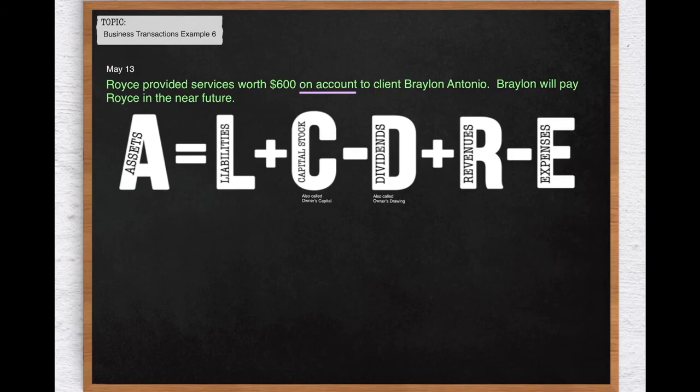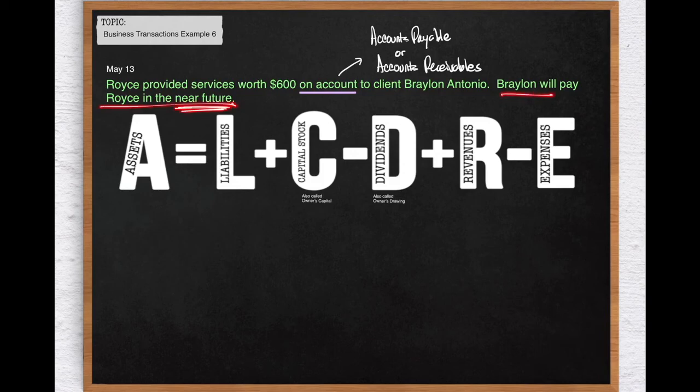All right, our next example is on May 13th. On May 13th, Royce provided services worth $600 on account to client Braylon Antonia. Remember, on account implies either it's accounts payable or accounts receivable. Accounts payable is the expectation to pay in the future. Accounts receivable is the expectation to receive money in the future. And because Royce is providing services to Braylon, you know it's accounts receivable because he will expect to receive money from Braylon in the near future.